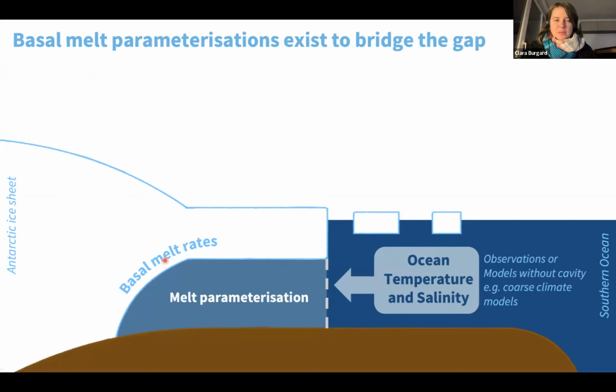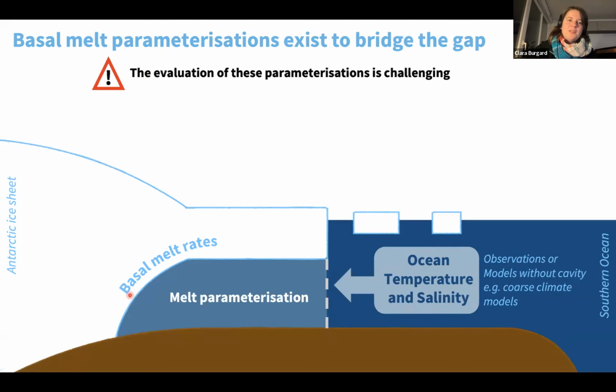So this is not a new problem, and basal melt parametrizations to bridge this gap have been developed in the past decades. What these parametrizations do is bridge the gap between the ocean temperature and salinity in front of the ice shelf, as given, for example, from observations and models without cavities, and the melt rates at the base of the ice shelves. But here again, we're still not near to the solution because evaluating these parametrizations remains challenging.